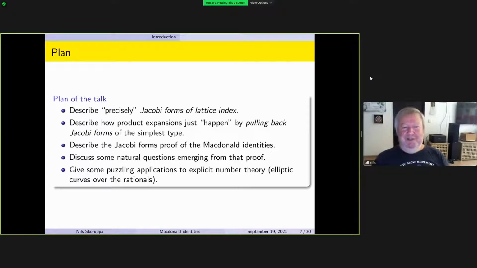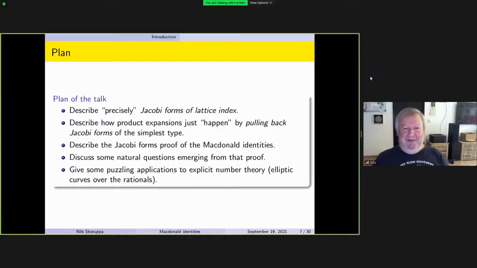And then I show that these product expansions that you see also in the Macdonald identities just happen by so-called pullbacks of Jacobi forms of very simple type. That's also a sort of miracle in this theory of Jacobi forms, that almost all important Jacobi forms that I know you get as pullbacks of a very simple Jacobi form. It's also a sort of miracle, but it's true.